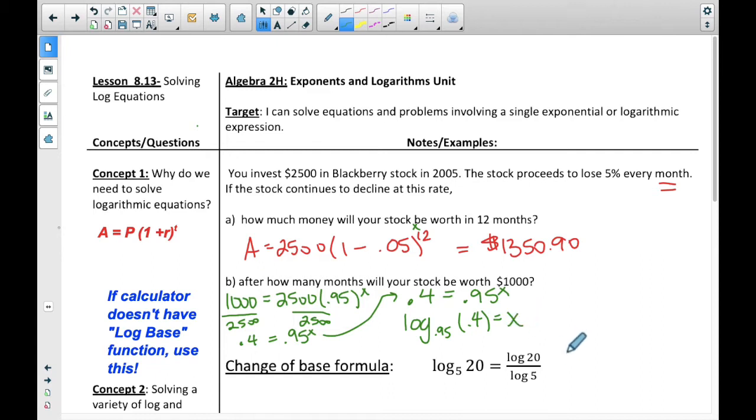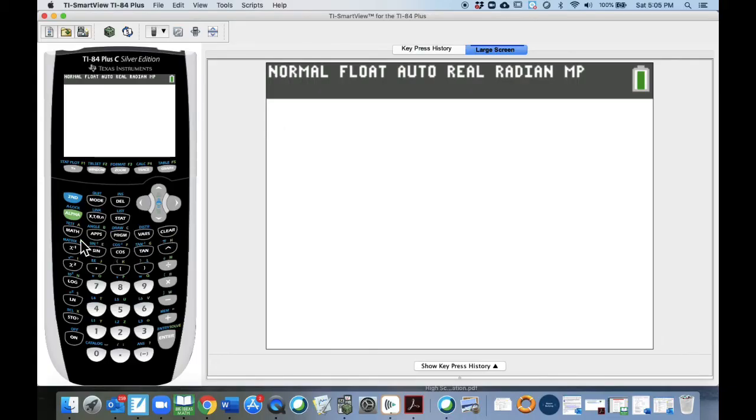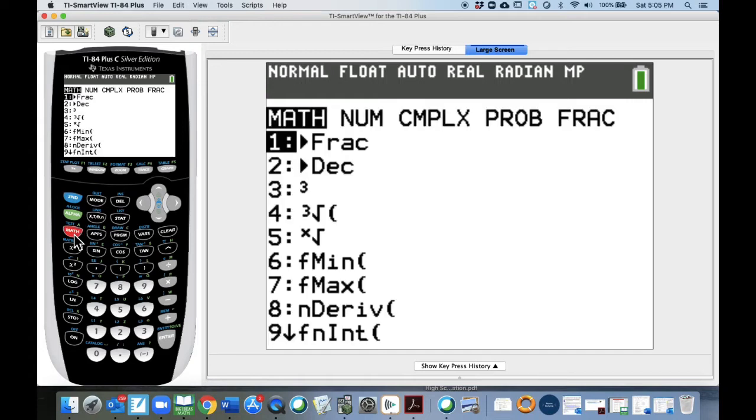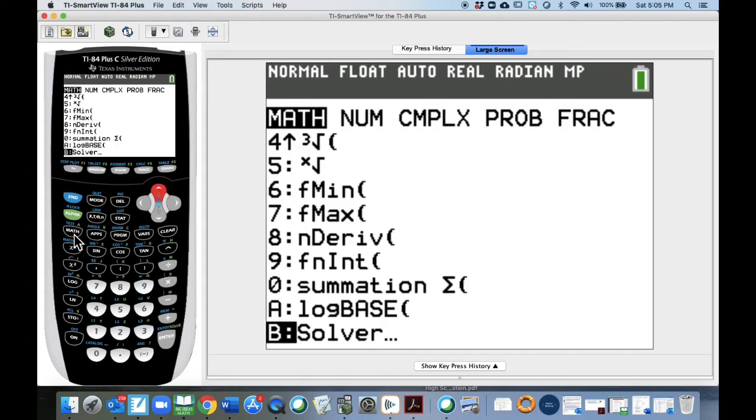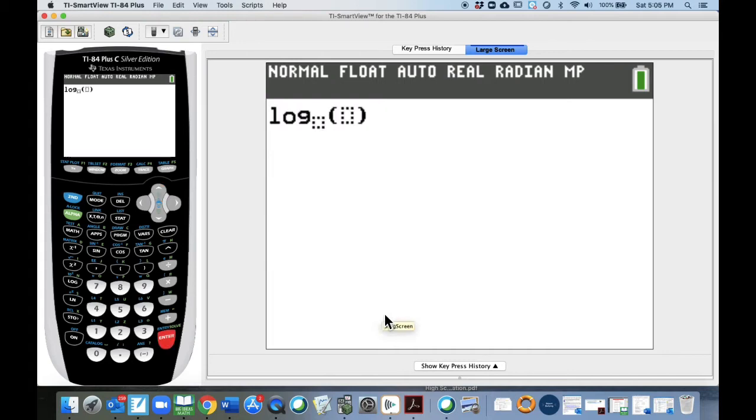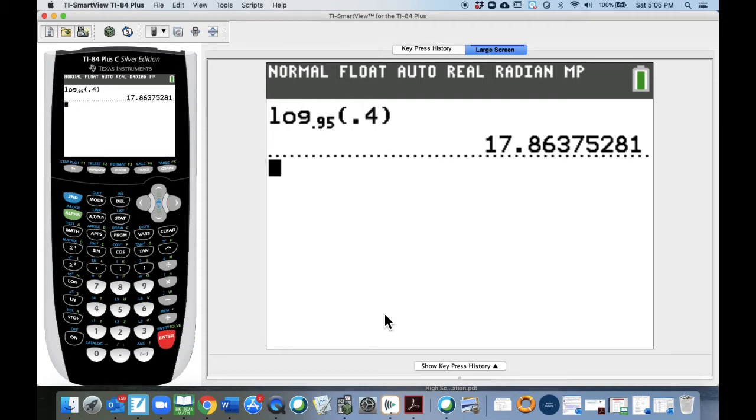And again, we know how to do that on our calculator. So now we can go into our calculator, go to that log base button, and plug this in. Take a second to try that. I'm going to show you on my calculator in case you forgot how. The way we find that log base button is we go to the math button and then we scroll up 2, and that gets us to the log base. So we hit enter, and we do log base 0.95 of 0.4. And when we do that, we get 17.86.